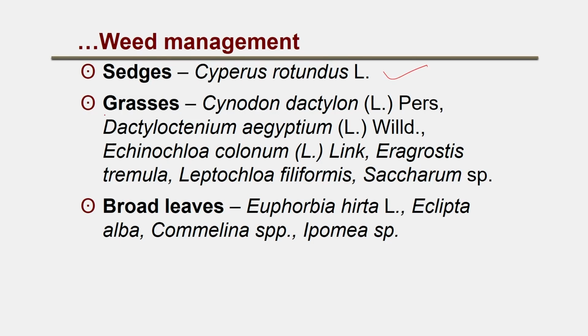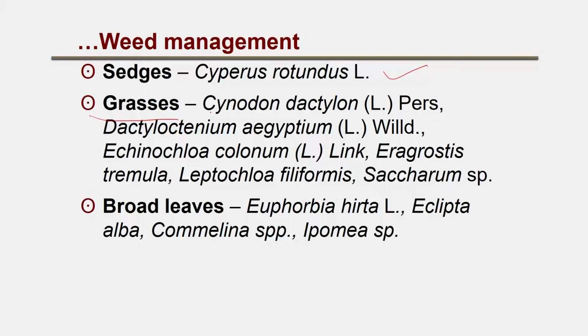Coming to grasses. So dear students, grasses are also called narrow-leaved weeds. Their leaves are narrow, meaning they have more length than width, and they are also called monocot weeds. So it includes Cynodon dactylon, Dactyloctenium aegyptium, Echinochloa colonum L, and Eragrostis tremula, Leptochloa filiformis, and Saccharum species.